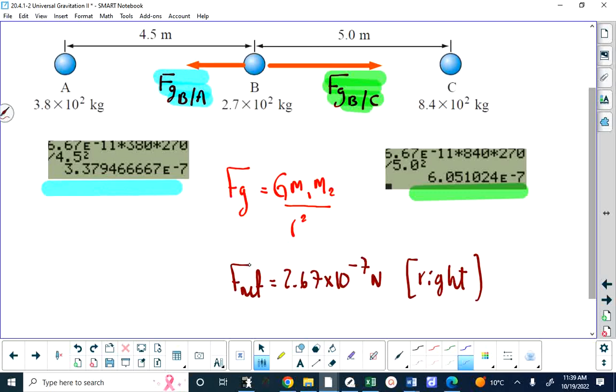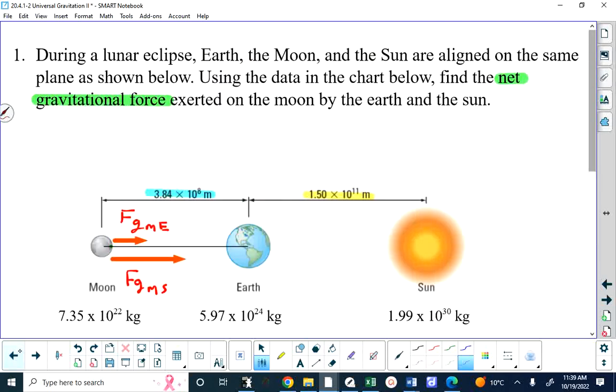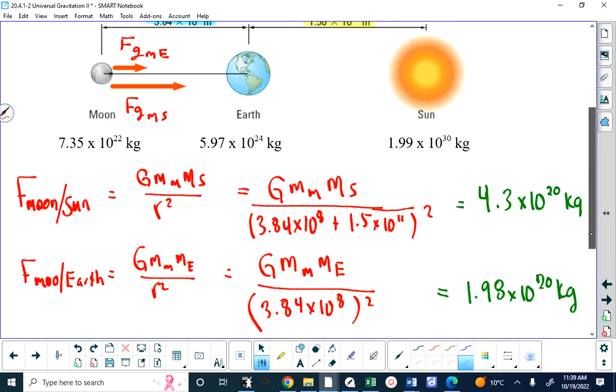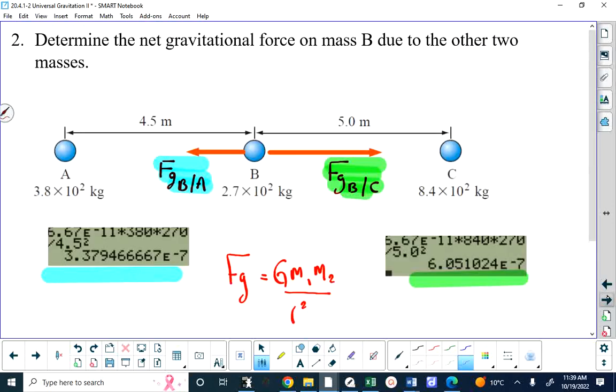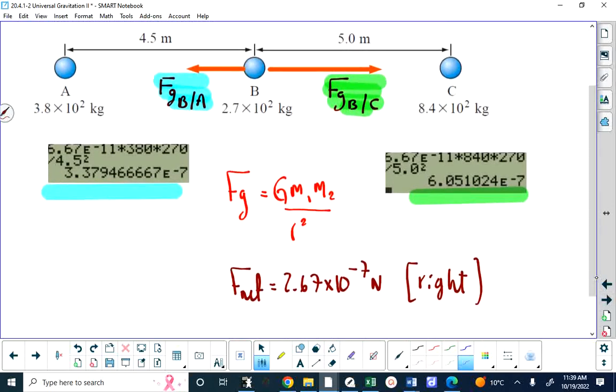I actually neglected something here in the previous example. We got an answer of 6.3 times 10 to the 20 newtons. There should be a direction on that. You should be saying towards the Earth and the Sun, or to the right in the diagram. But I think it's obvious it's to the right. Here, it's to the right because the force to the right is greater than the force to the left.